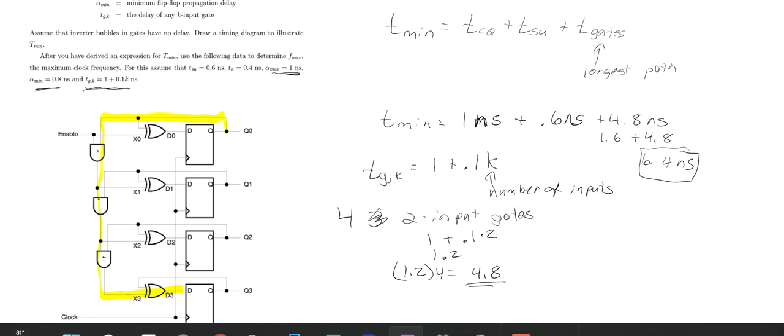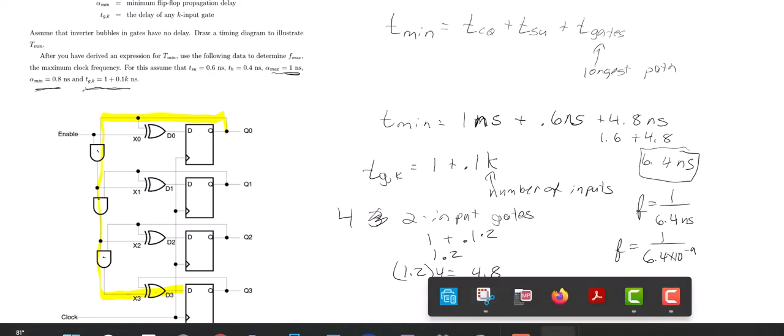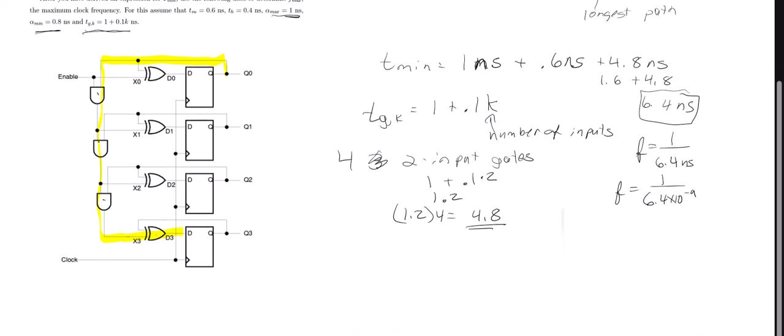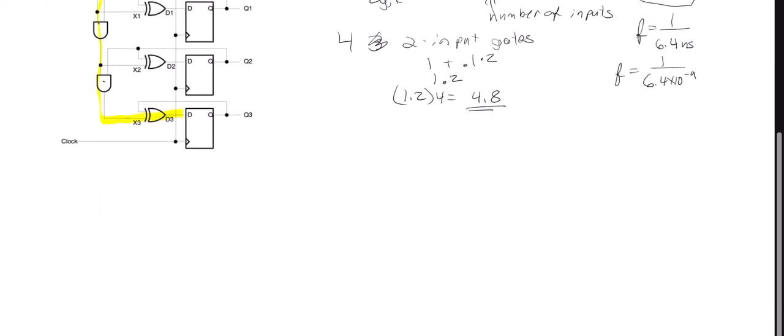Okay, and it's also asking for the frequency. So the frequency would be 1 over 6.4 nanoseconds. So that would be 1 over 6.4 times 10 to the negative 9. And I'll open up my calculator. And while we're doing that, it also says to draw a timing diagram to illustrate.